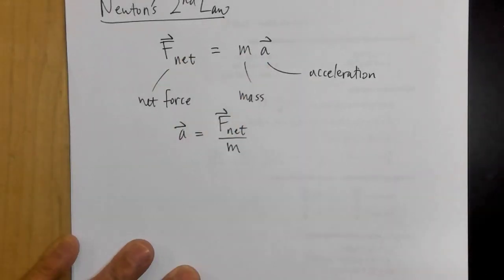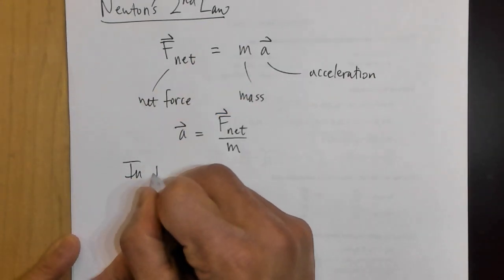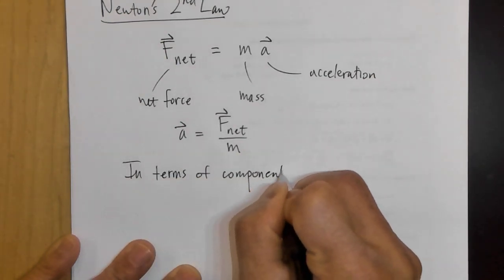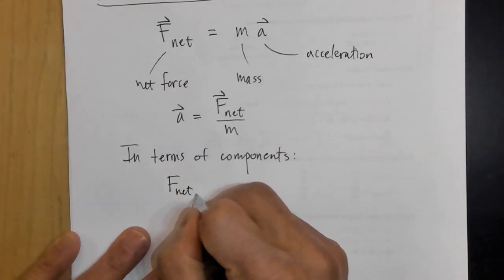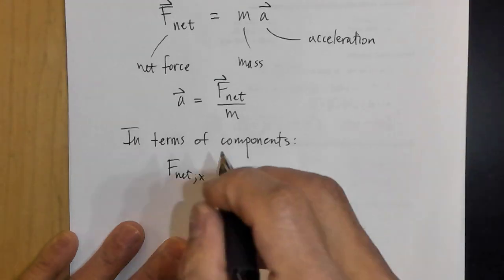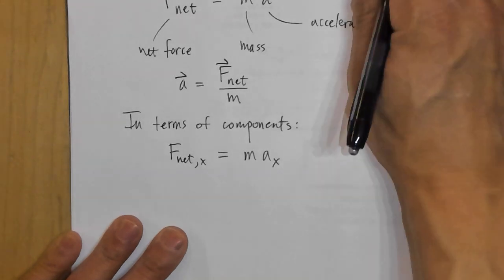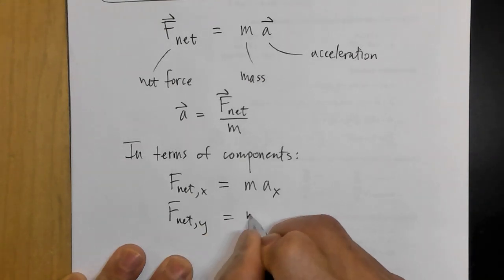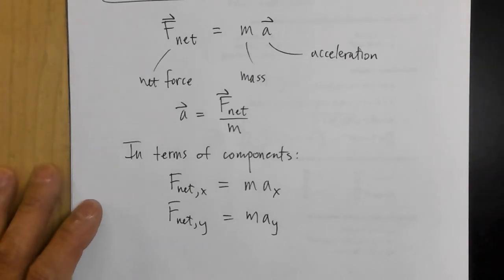Now, how do we use Newton's second law? Well, we can do it component by component. So in terms of components, the x component of the net force, F net comma x, is equal to the mass times the x component of the acceleration. Okay? And for the y component, F net y is equal to the mass times the acceleration in the y direction. Questions about this?